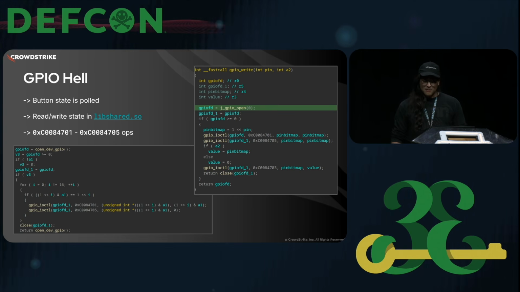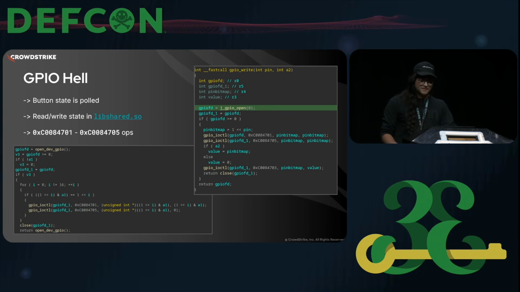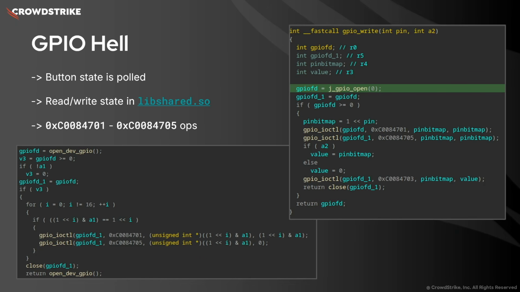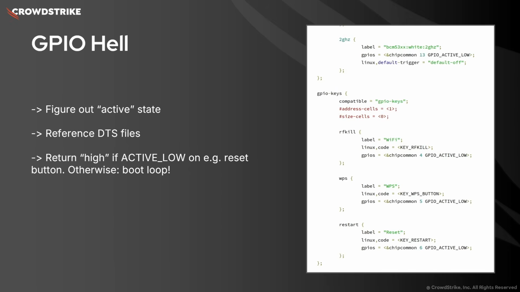A lot like the NVRAM approach, we look at user space binaries for GPIO interactions and see what's going on. The binaries always just make an ioctl call on the open /dev/gpio file with specific operation codes and a bitmap of the pin that they're trying to read or write to, that's being polled or poked basically.